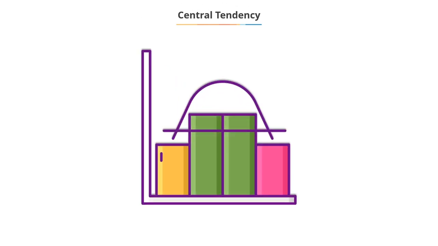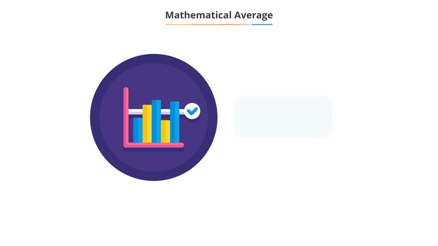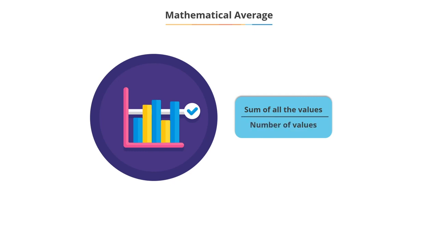There are two ways in which you can look at the measure of the central tendency of a dataset. You can either take its mathematical average or its positional average. The mathematical average of a data set is calculated by finding the sum of all the values in the data set and dividing it by the number of values in the data set. This is also known as the mean value.